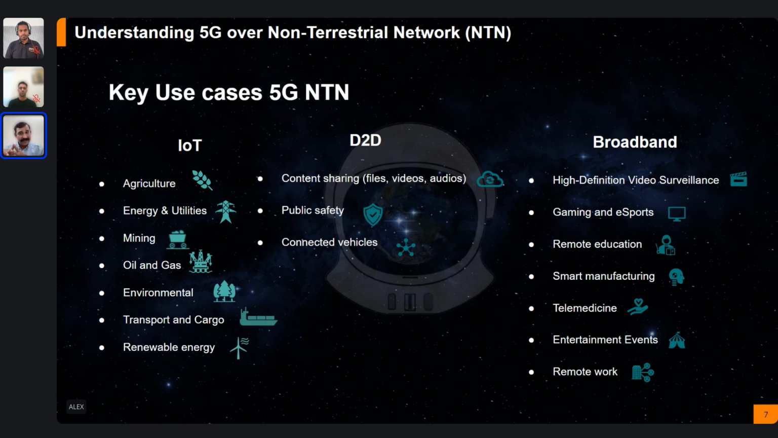On the broadband side, we are talking about high definition video surveillance use cases, gaming and esports, remote education, smart manufacturing, telemedicine, entertainment and events, remote work. So these kinds of use cases can be efficiently served through extension of the 5G NTN wherever it becomes relevant.